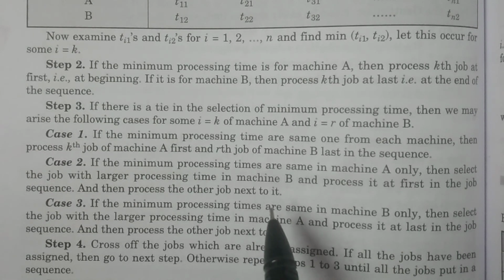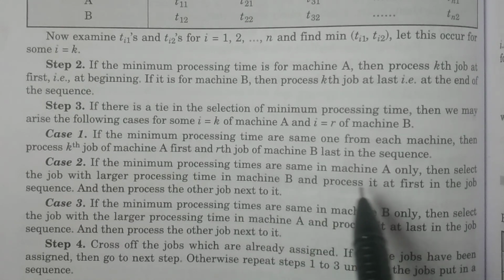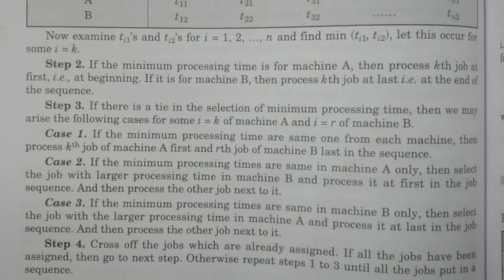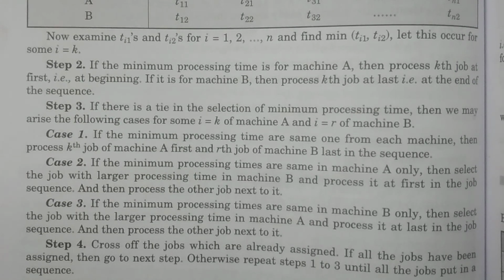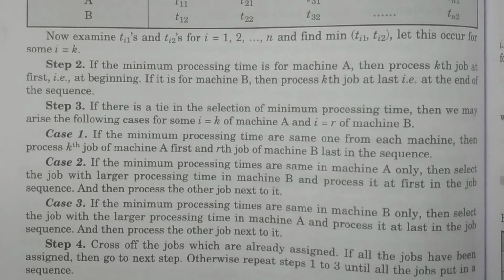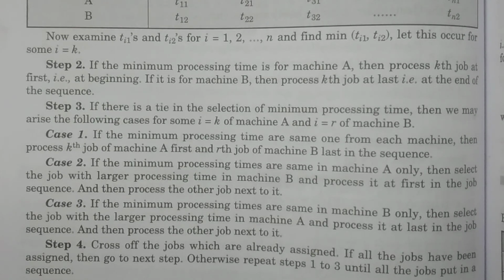That is the case where, if the minimum processing times are the same in machine A, then you have to observe the processing times of B corresponding to the jobs for which the tie occurs in machine A. Whichever is larger, you place it first in the sequence, and the next one you place after this particular job.